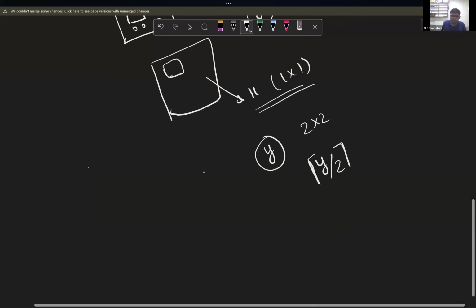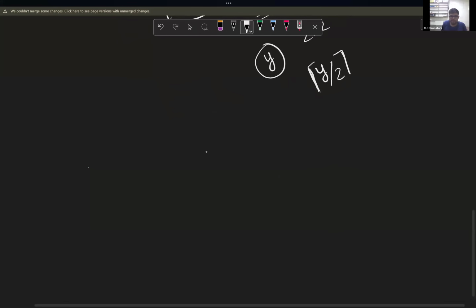So let's keep it simple. Since this is the A problem, let's keep it very simple. This Y will either be even or it will be odd.